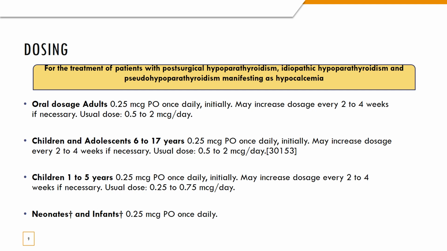For the treatment of patients with post-surgical hypoparathyroidism, idiopathic hypoparathyroidism, and pseudohypoparathyroidism, manifesting as hypocalcemia: for adults, 0.25 micrograms by mouth daily initially, and increase the dosage every 2 to 4 weeks if necessary. However, the usual dose is 0.5 to 2 micrograms per day. And then for children and adolescents, it's the exact same dosage and titrated the exact same way every 2 to 4 weeks with the same usual dosing.